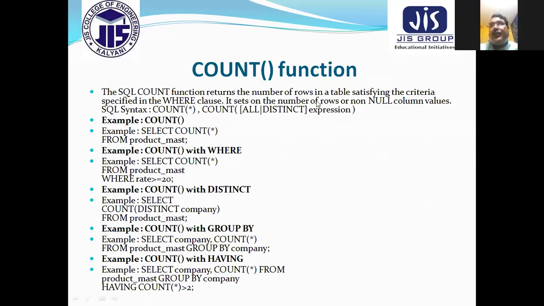That is the number of rows in the table satisfying the criteria in the where clause, in a set of number of rows, or null column values. The syntax is that we write count and mention star. Star means we are taking all the table rows, not a single column or two columns. Star means I am taking all the columns.